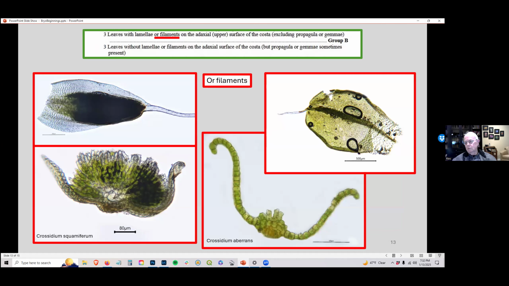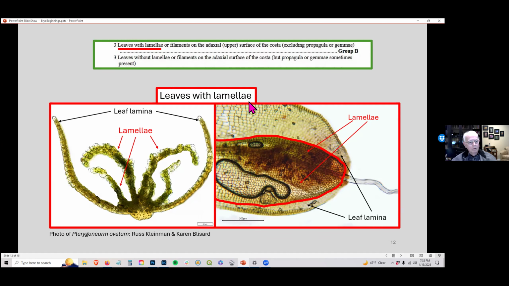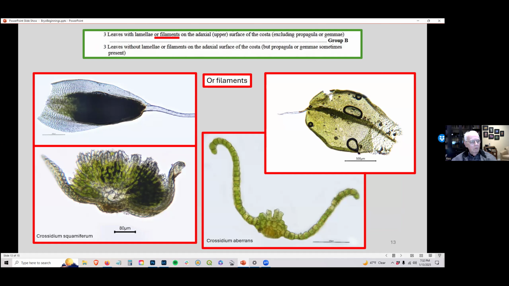Or filaments. So this was lamellae or filaments. And here's another one where I have a couple of illustrations because I think this can actually be confusing. If you look at this plant on the upper left, the leaf looks like it's full of algae. It's not. It's loaded with these long filaments coming off the costa. If you cut a cross section of it, it looks like the one on the bottom. Those are the same plant.